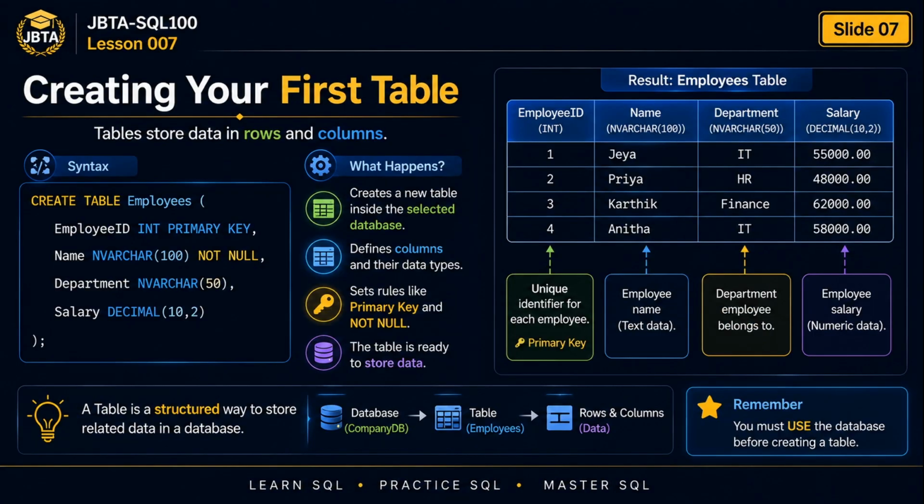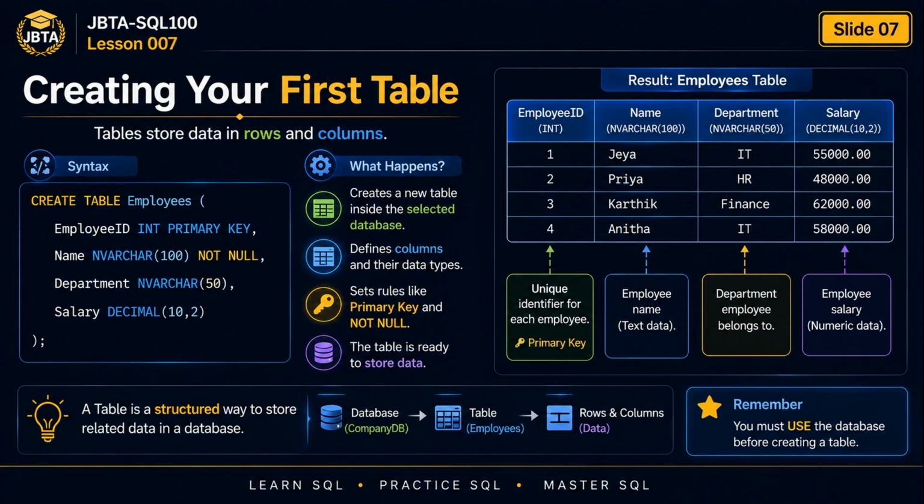So far, we've created a database, verified that it exists, and selected it using the USE command. Now we're ready for one of the most important steps in database development, creating our first table. A database by itself is simply a container. To actually store information, we need tables. Think of a table as a spreadsheet. It contains columns, which define the type of information we want to store, and rows, which hold the actual records.